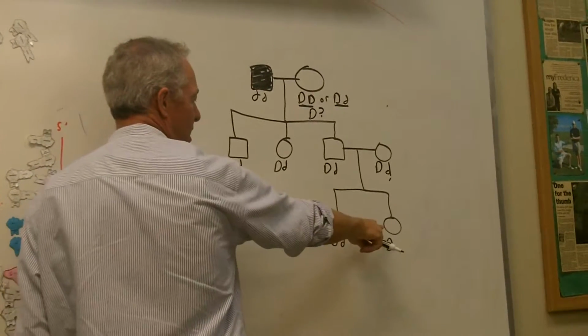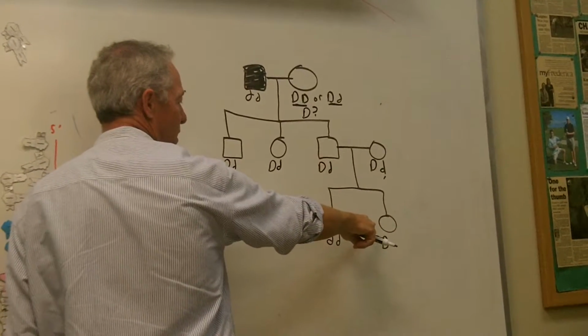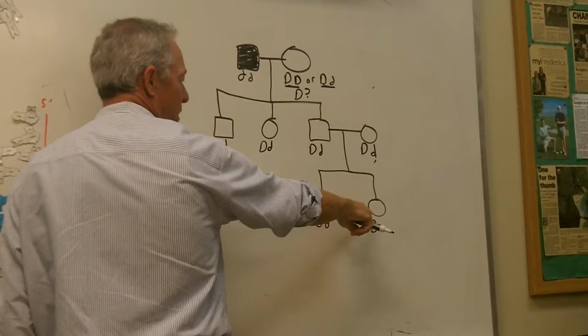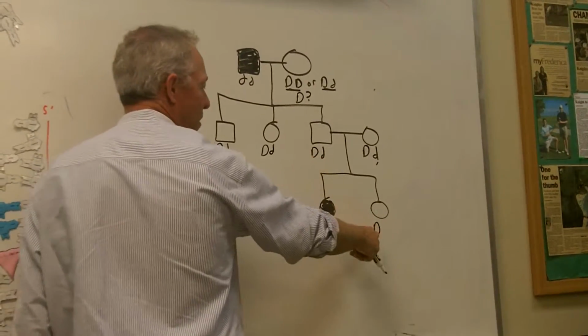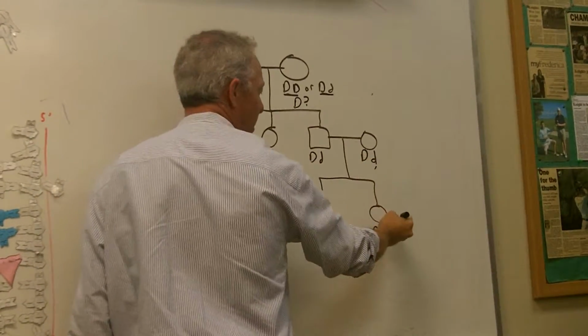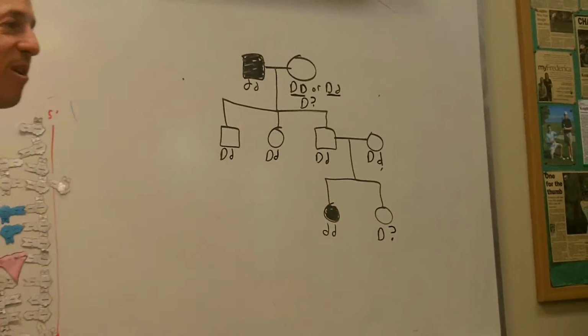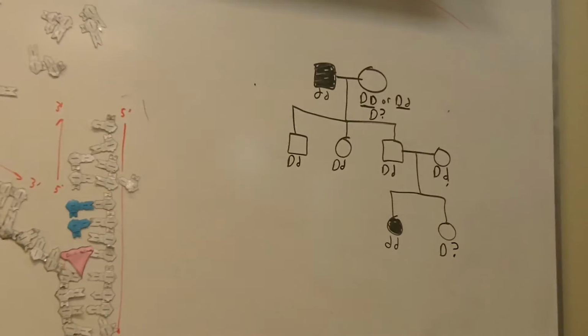What about this kid? Question mark. It got a big D from one parent. It could have got either from the other parent. It's big D question mark. It doesn't have any kids, so there's no way to know.